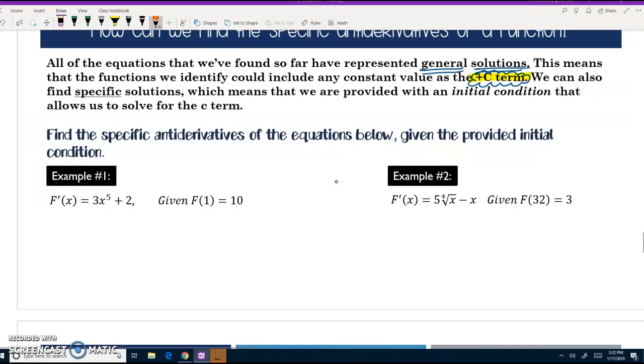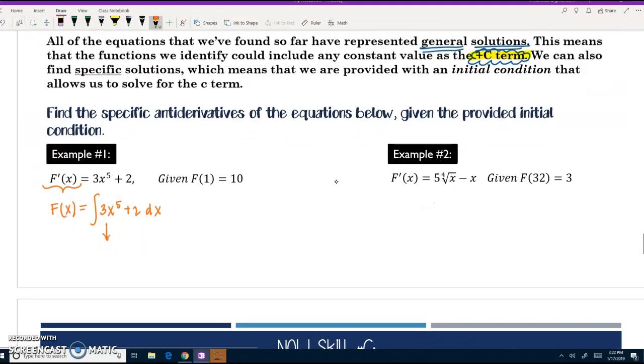I've got an antiderivative here, which means in order to find the original function, f of x, I just need to integrate 3x to the 5th plus 2 with respect to x. That's pretty easy. All I'm going to do is increment up the exponent here to a 6. So I'll have 3 and then x to the 6, and I'm going to divide by 6 as well. So I'll have 3/6 x to the 6th plus the 2 will become 2x, and then I've got plus a constant.